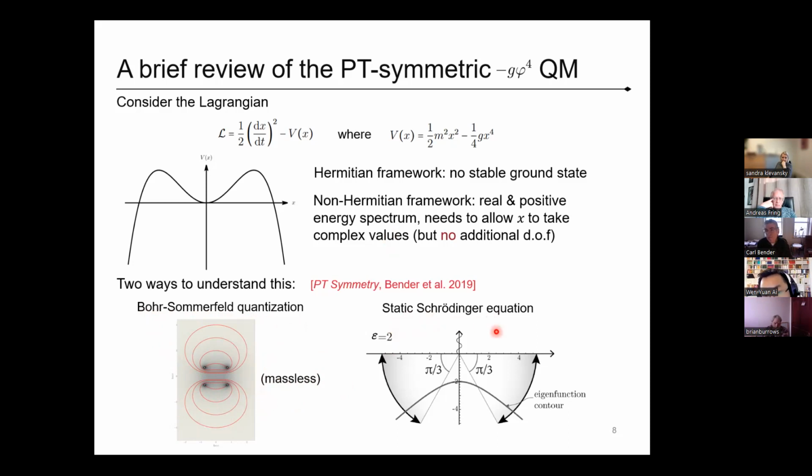On the other hand, we can also solve the time-independent Schrödinger equation directly. Here you can see that we need to deform the contour, the real line, to a contour in the complex plane. And you have to choose the Stokes wedges in a PT-symmetric way, okay? And this is called the eigenfunction contour.